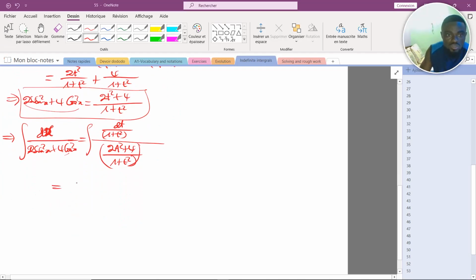This will be equal to the integral of dt over 1 plus t squared times what? This is divided by this, so it becomes 1 plus t squared all over 2t squared plus 4. Are you getting what I'm saying? So this and this go, and we'll be left with the integral of dt on 2t squared plus 4.